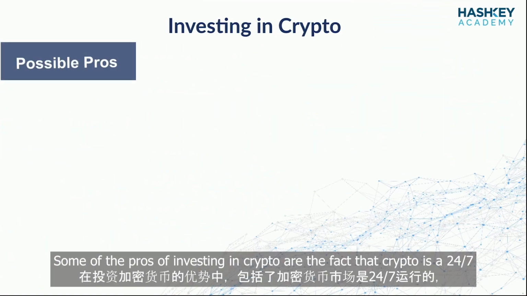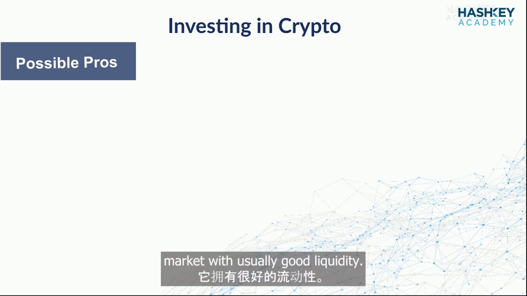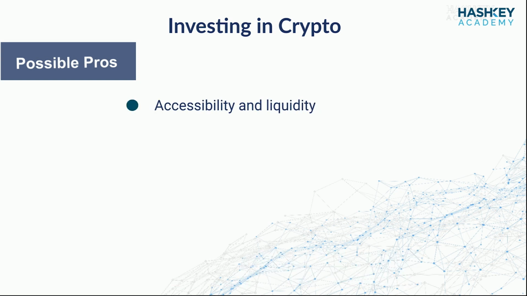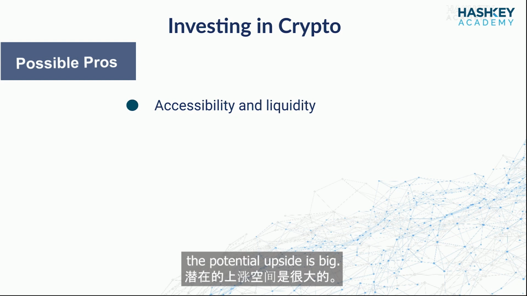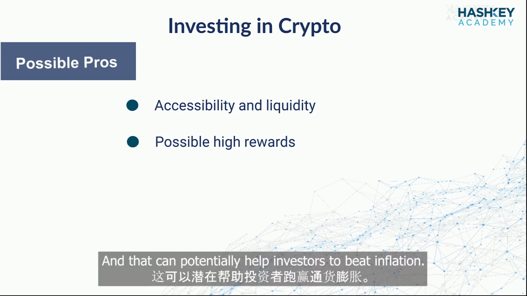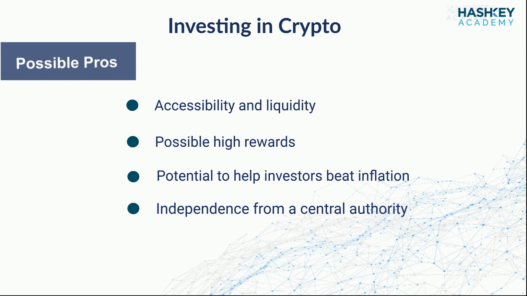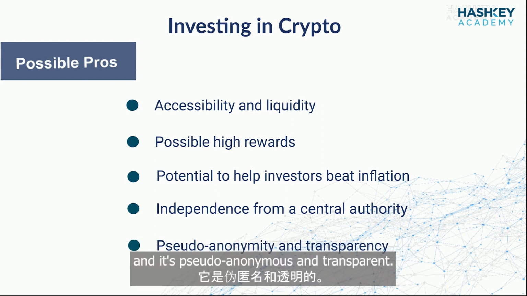Some of the pros of investing in crypto are the fact that crypto is a 24/7 market with usually good liquidity, unless of course you are thinking about high volumes. The potential upside is big, and it can potentially help investors to beat inflation. It's usually independent from centralized authorities, and it's pseudo-anonymous and transparent.